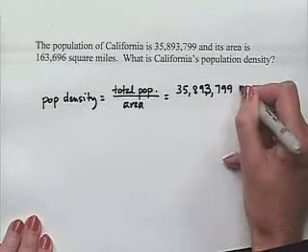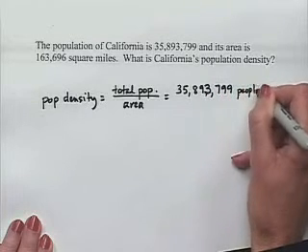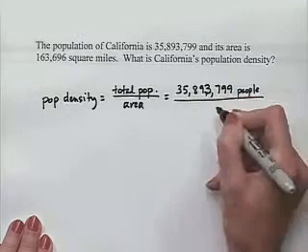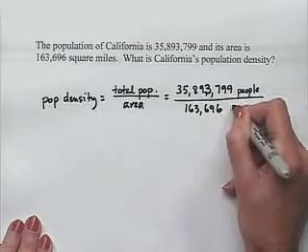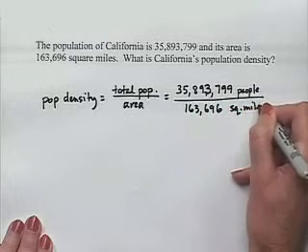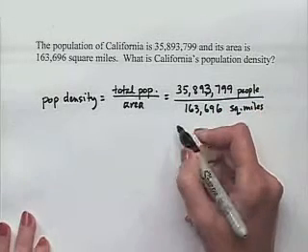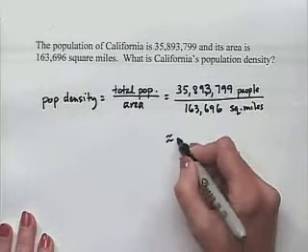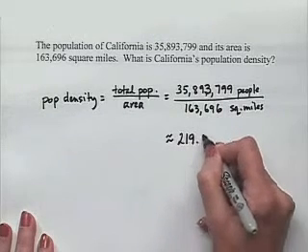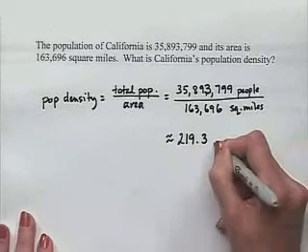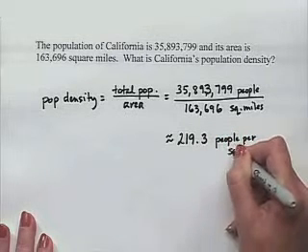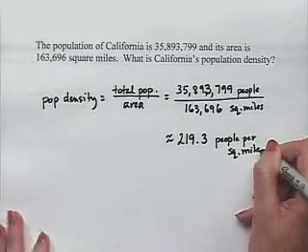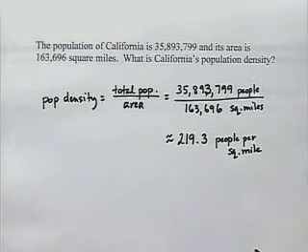So in our problem, we're going to take our population of 35,893,799, that's in units of people. We're going to divide that by our area, which is 163,696 square miles. Using a calculator and rounding to the nearest tenth, we come up with an approximate value of 219.3. The unit would be people per square mile. And to interpret this, we can say there are approximately 219 people per square mile, a little bit more.